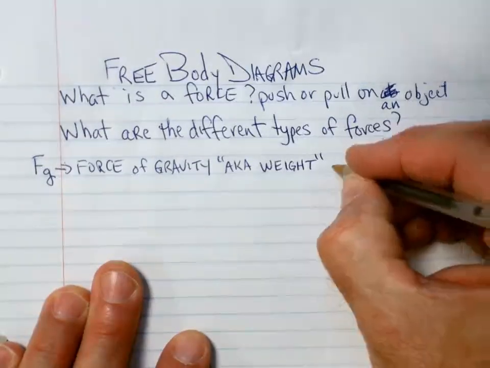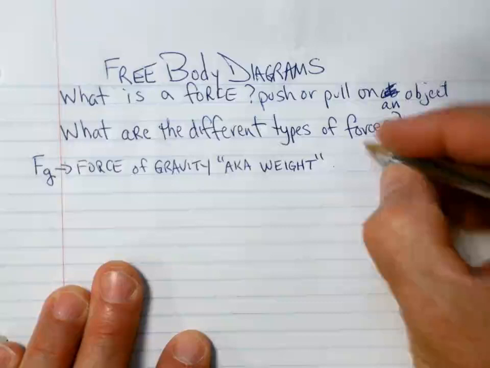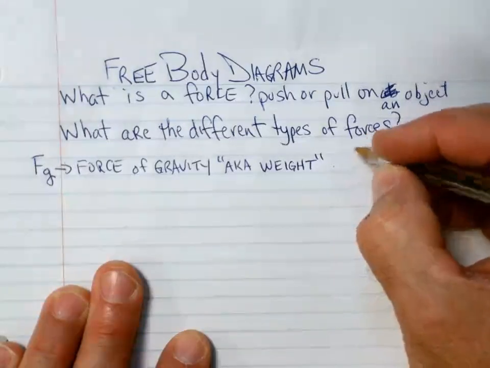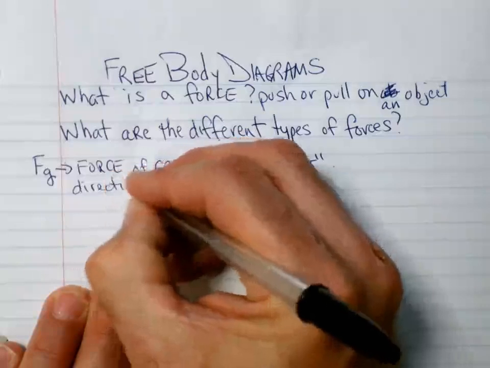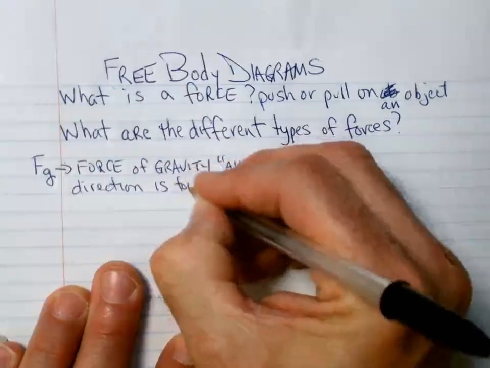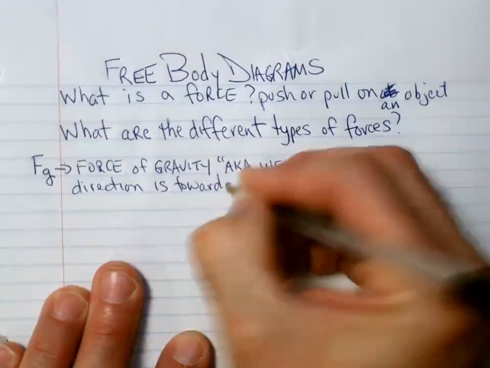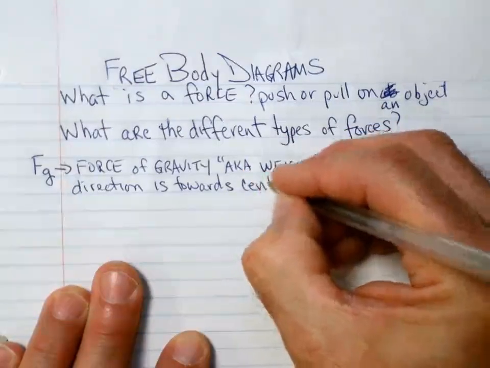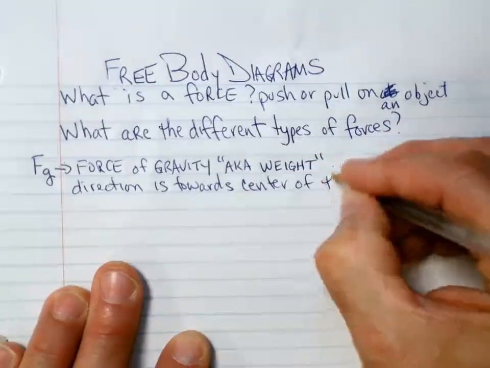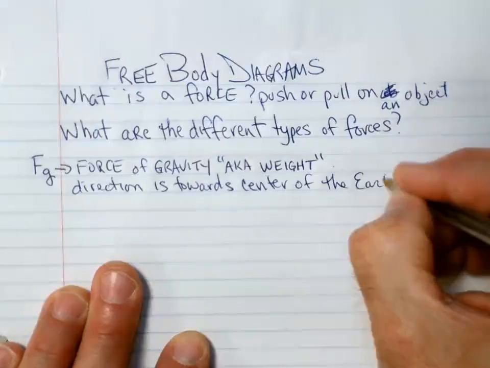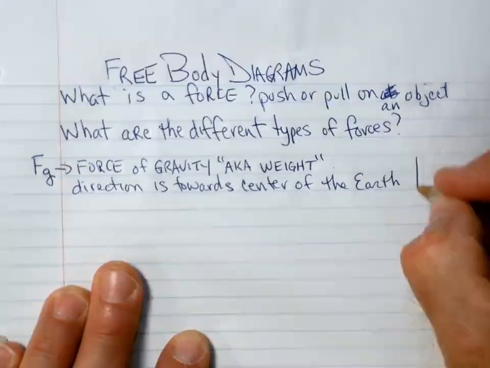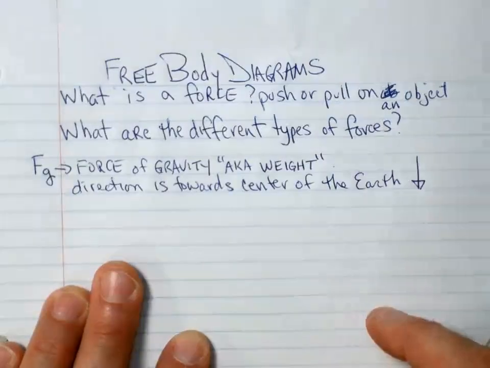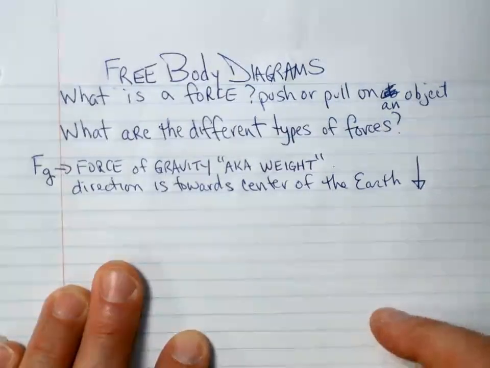Its direction, so force of gravity points towards the center of the earth. Its direction is towards the center of the earth. And so that would look like this, down towards the center of the earth, an arrow that points down.